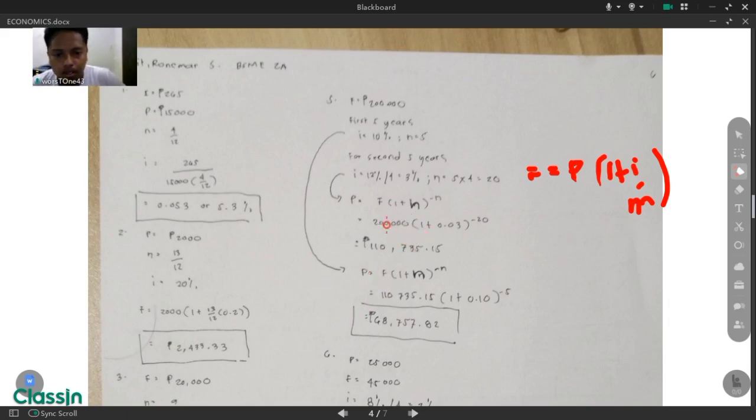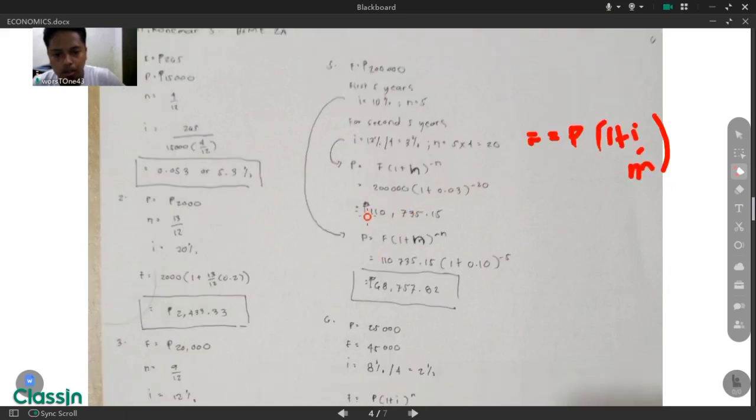Okay, so we have 200,000 times (1 plus 0.03) to the power of negative 20, since we are solving the second 5 years to get a value for its future worth in the first 5 years. So 200,000 times (1 plus 0.03) to the power of negative 20 yields 110,735.15 pesos. Now it becomes our future worth for the first 5 years.